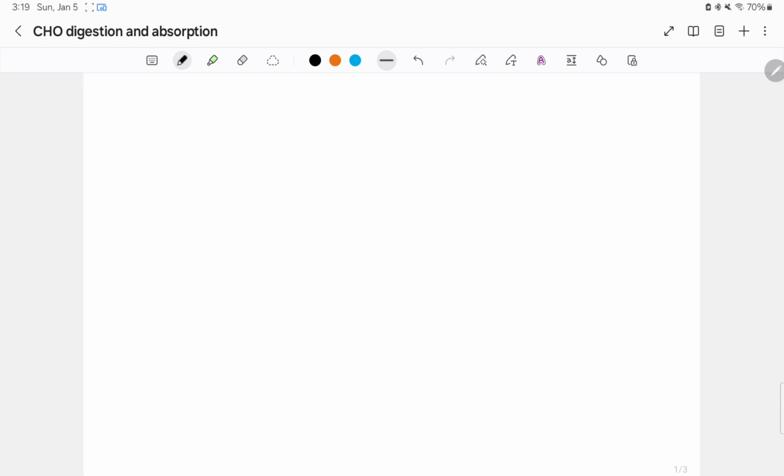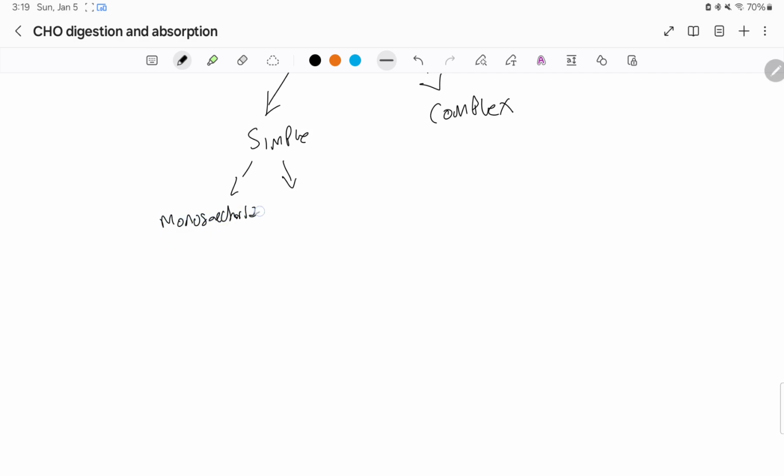So before we dig into the digestion and absorption stuff, we have to talk a little bit about the types of carbohydrates we have, okay? So here we got carbohydrates, and you can split carbohydrates into simple carbs, or you can do complex carbohydrates. So what would be your simple carbohydrates? Your simple sugars are going to be your monosaccharides. Let's write that here. They're going to be monosaccharides and some disaccharides, okay?